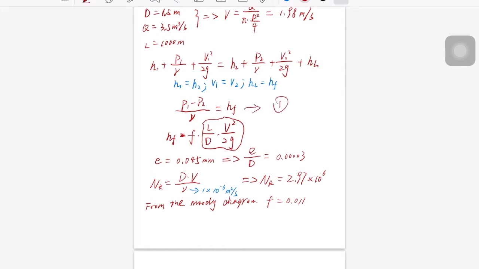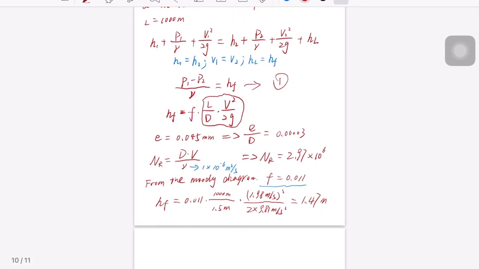So we know the friction factor, so we know the friction loss equals 0.011 times 1000 divided by 1.5 times 1.98 squared divided by 2 times 9.81, so the head loss is 1.47 meter.